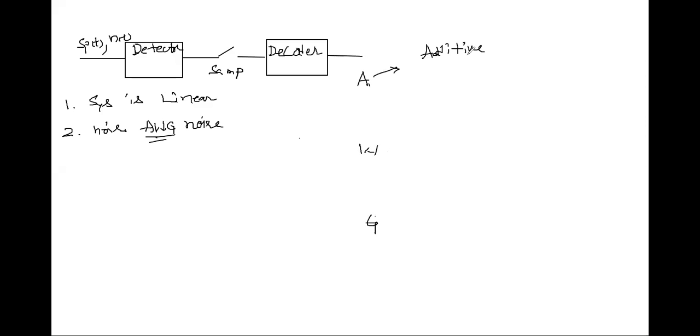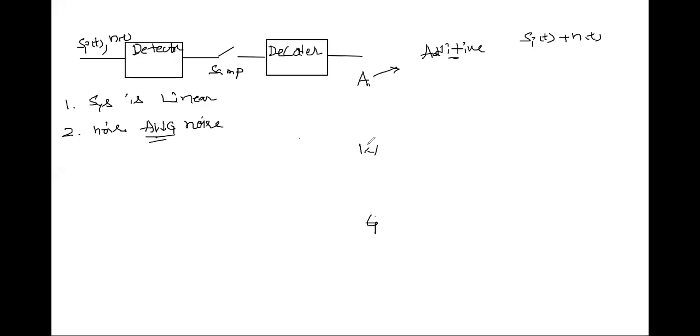Additive noise means the effect of the noise is determined by adding the noise to the signal. For the signal, noise is added to find out the effect of the noise on the signal. That's why it is called additive. To know the impact of the noise on the signal, we are supposed to add the noise to the signal. So that is one property we are assuming: additive.